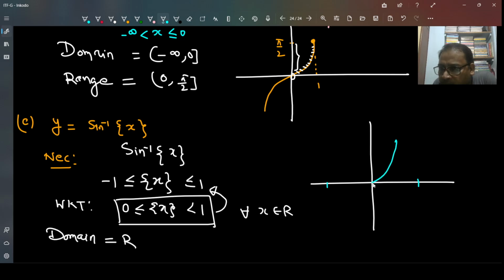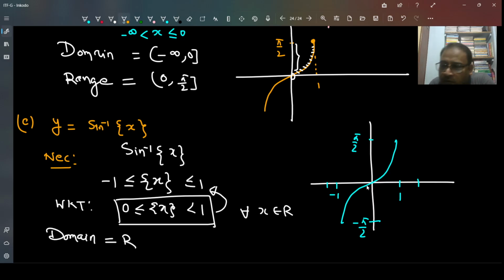Next time, try. So it is at the point 1, and it is at minus 1. At the point 1, the height is pi by 2, and here the height is minus pi by 2. Clear?